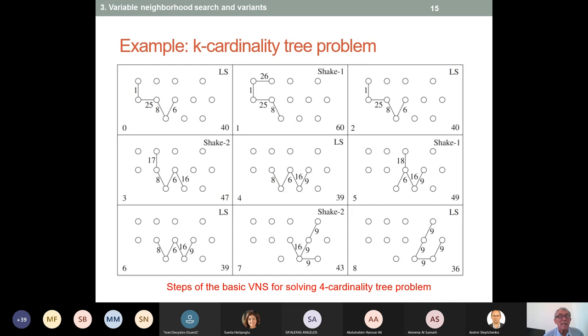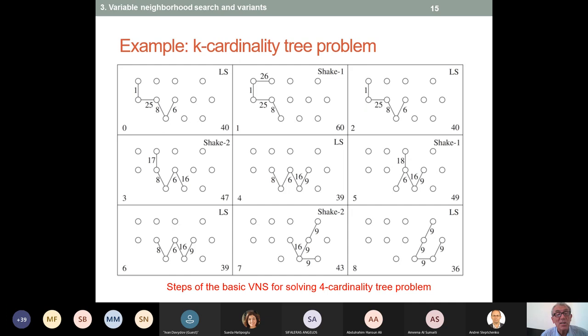17 plus 8 plus 6 plus 16 is 47, as you can see in picture number 3, in fact the first line of the second row of this picture. So 47 is the objective function value after shaking in neighborhood 2. Then again we apply the local search step, where you try all possibilities, add, remove edge, and then you get this solution, which is in the right-hand side corner, 39. 8 plus 6 plus 16 plus 9 is 39.